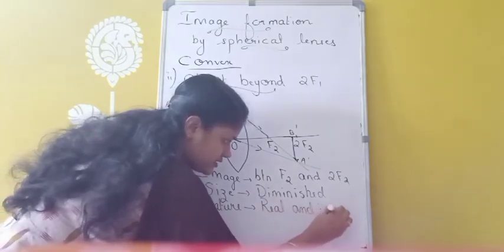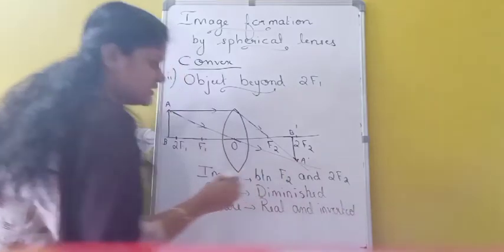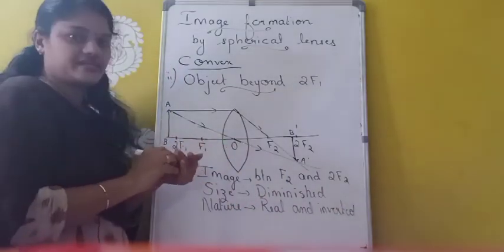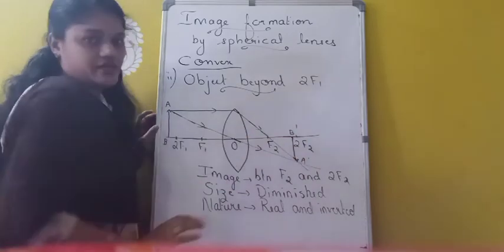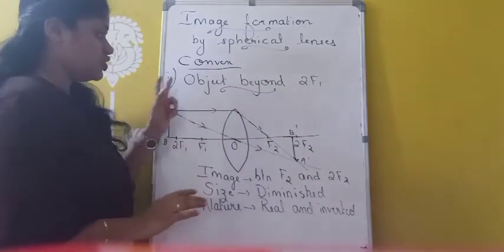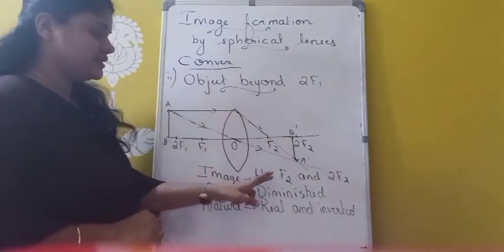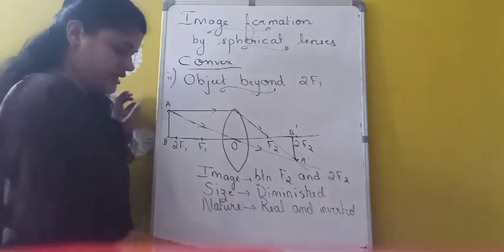Real and inverted. So whenever light rays are actually meeting, we are getting a real image, and all real images are inverted, upside down images. So this is the second case. When the object is beyond 2F1, we are getting the image between F2 and 2F2.